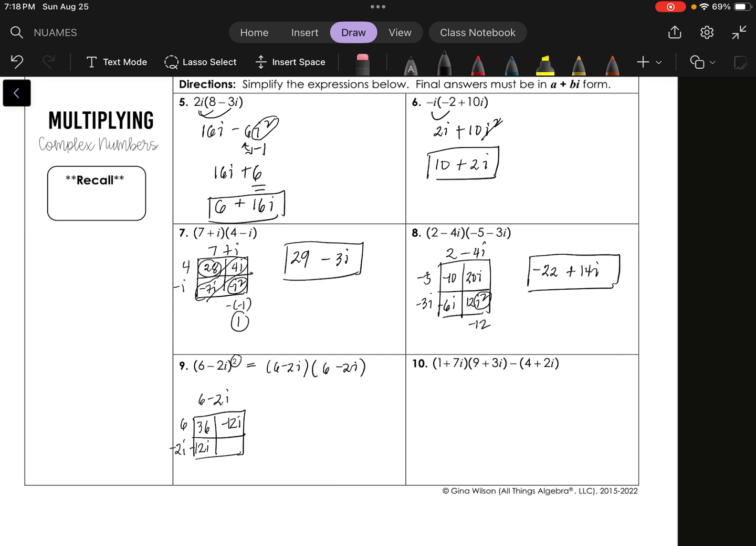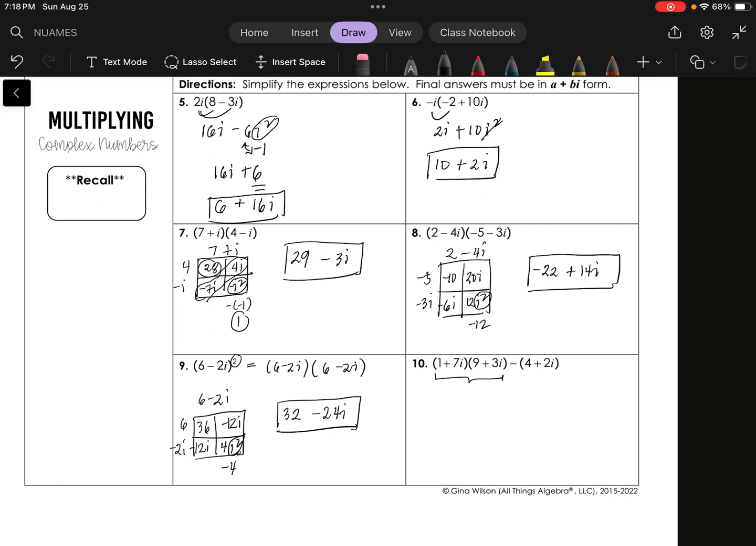And then negative 2i times negative 2i: negative 2 times negative 2 gives you a positive 4, and then you have an i squared. Again, i squared is negative 1, so this box gives you a negative 4. Combining that with the like term 36, that gives you a real part, which is 32. And then combining both negative 12i, negative 12i, that gives you negative 24i. That's it.